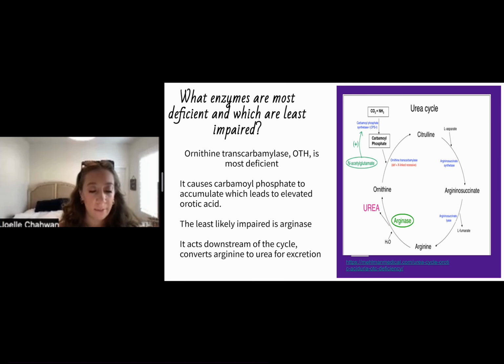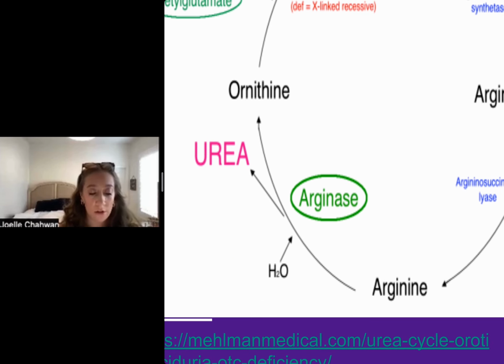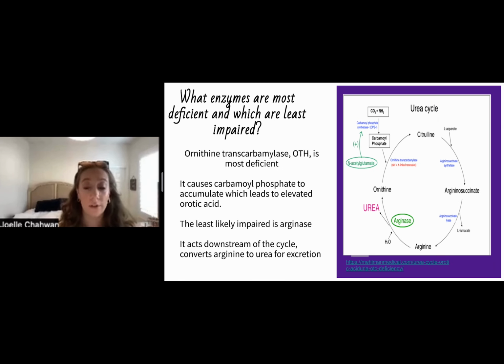The least likely impaired is arginase, which is right over here. Since this enzyme acts downstream in the cycle and the citrulline levels are normal, it suggests that arginase has converted arginine to urea for excretion, and it wouldn't have affected the buildup of orotic acid levels.